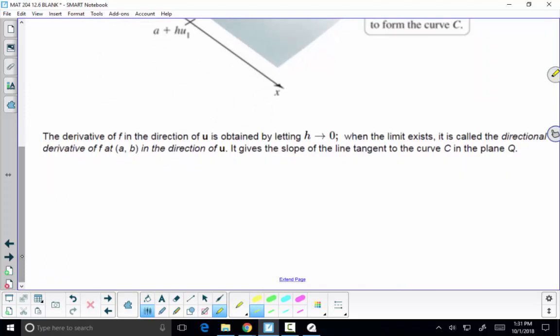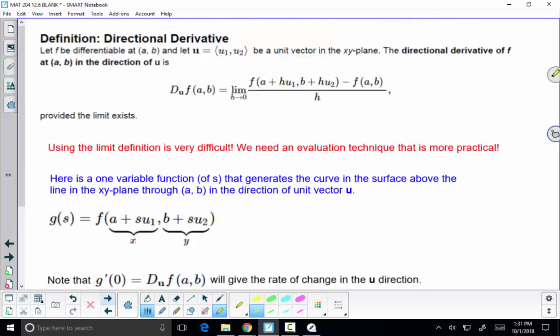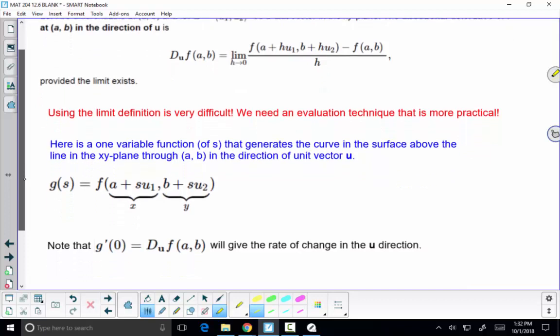All right, so let's look at that definition right there. Again, that definition is really difficult. We need some sort of evaluation technique that's more practical. Trying to use the derivative formula back in Calc 1 was complicated enough when there was only one variable. Now we've got two variables, and we're moving in a random direction, so it's much more complicated.